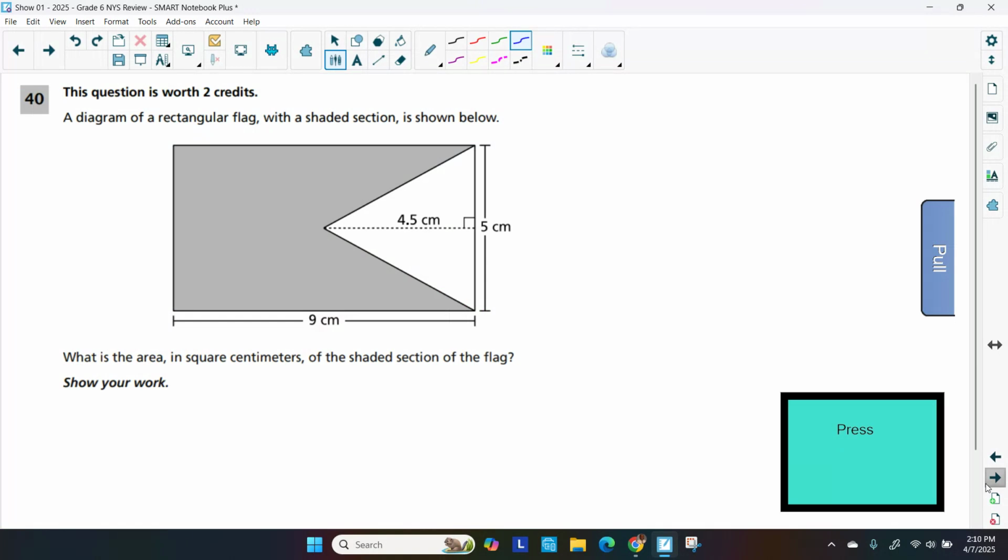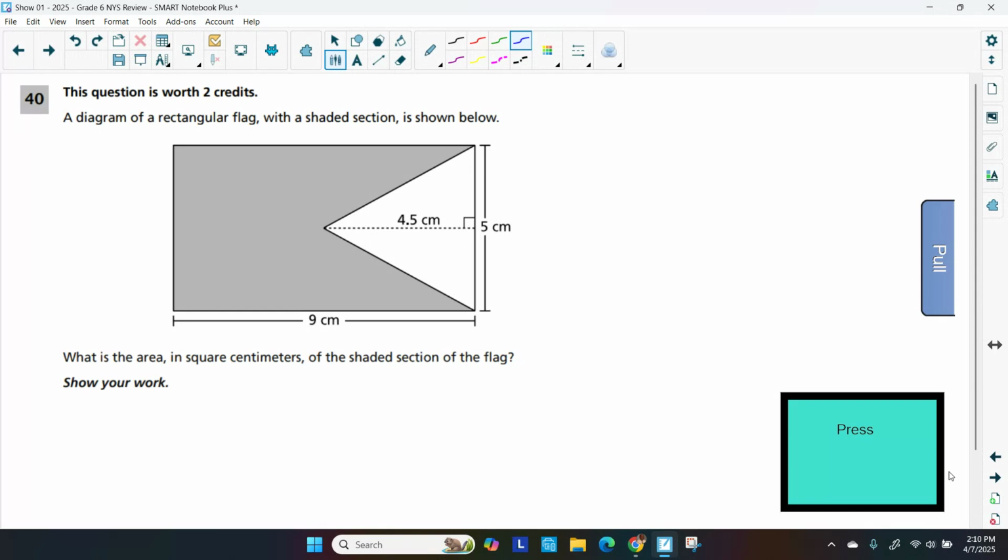Okay. This question is worth 2 credits. The diagram of a rectangular flag. So this is an interesting flag. I wish I could see it in color so I can see which flag it is. So the rectangular flag with a shaded section is shown below. What's the area in square centimeters of the shaded section of the flag?